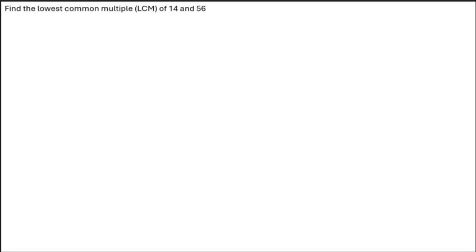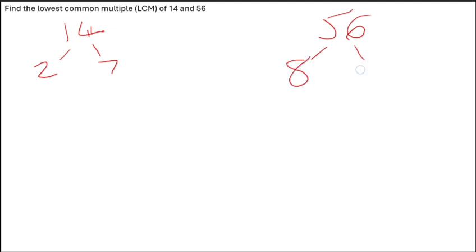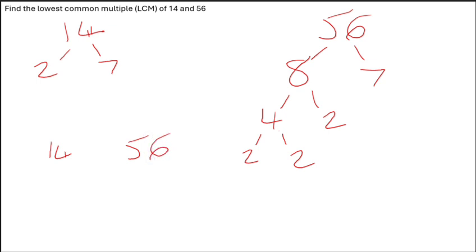Okay? Looking at the Venn diagram method. So, same thing again. I'm going to write out my numbers for my prime factors. So I've got 14 and 56. Prime factors of 2 and 7 for 14. For 56, I've got 8 and 7, and 8 is 4 times 2, so 2, 2 and 2. Again, okay? So then what I'm going to do is write 14 and 56.